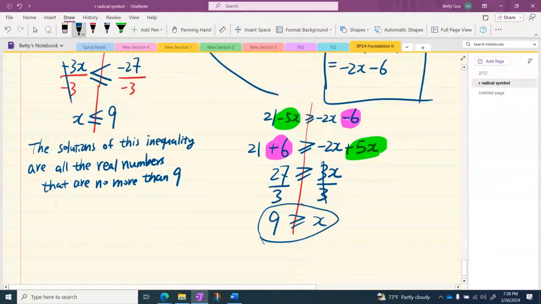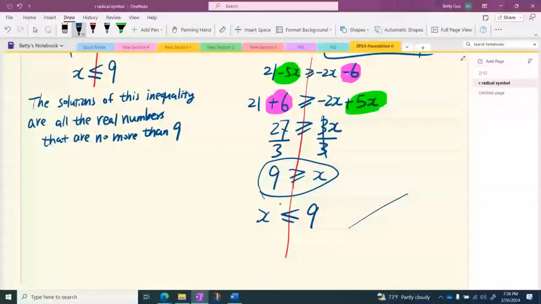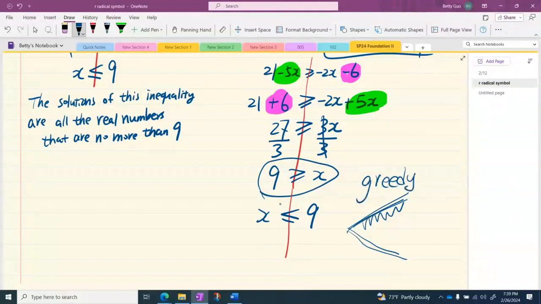But you want to still write the answer as x less than or equal to 9. We know alligator, right? This is teeth. Imagine the inequality symbol like an alligator mouth. And the alligator is always very greedy. This is a very greedy alligator. Since it's greedy, it's always chasing the bigger quantity.